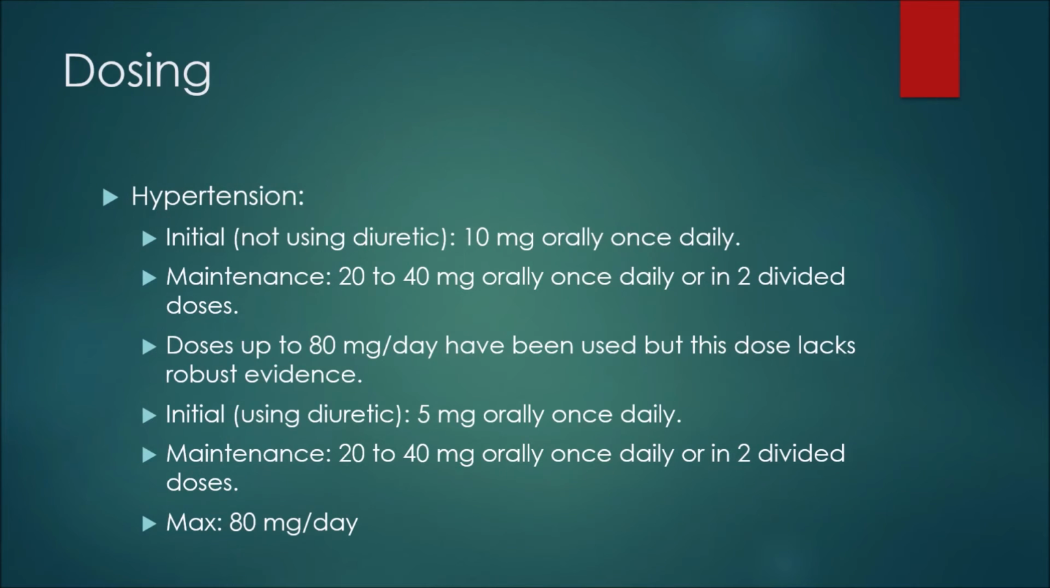The initial dose in patients who are using a diuretic would be lower. In this case, it would be 5 milligrams orally once daily, with the maintenance dose being the same as 20 to 40 milligrams orally once daily or in 2 divided doses, and the maximum dose again at 80 milligrams per day.